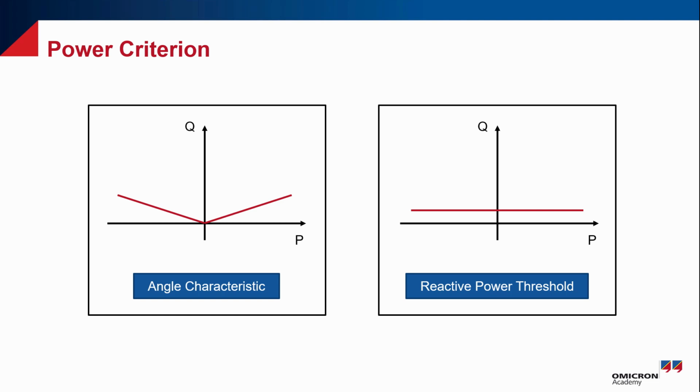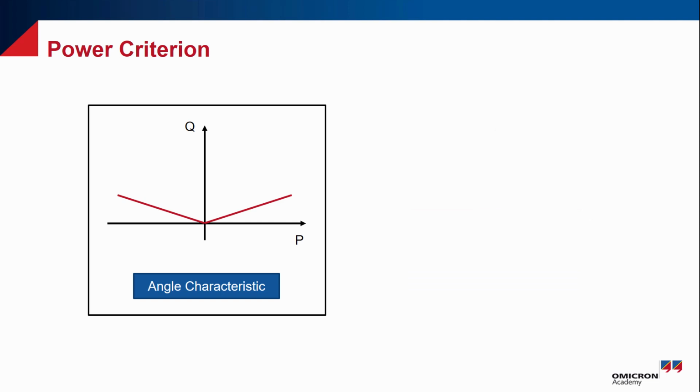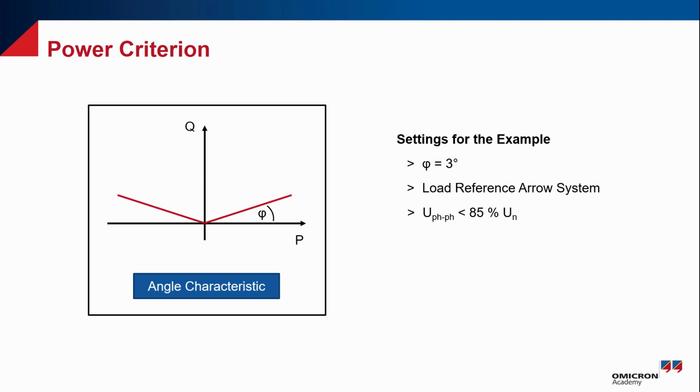In this example, we will be testing a QV protection device using an angle characteristic. The angle is set to 3 degrees. The protection device uses the load reference arrow system. The set value for the undervoltage threshold is 85% of the nominal voltage and the minimum current is 100 milliamps. The trip time is 0.5 seconds.